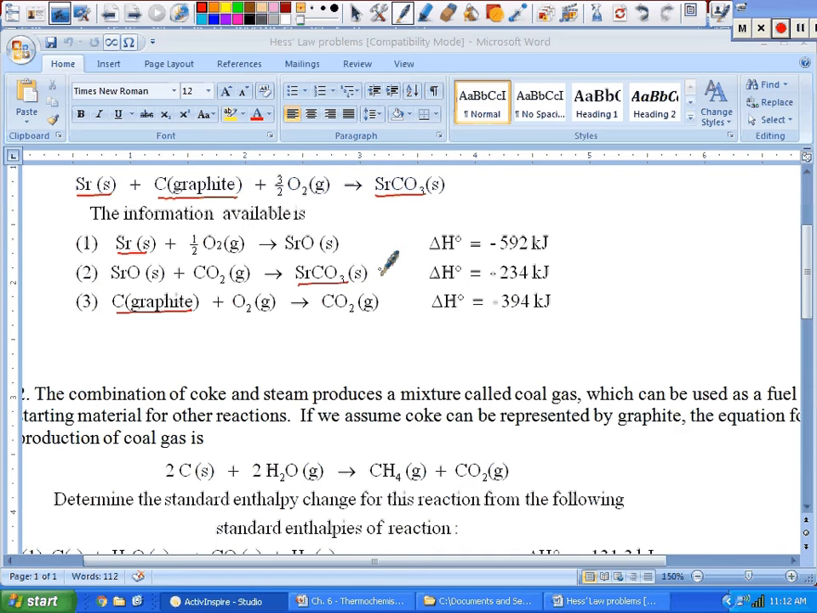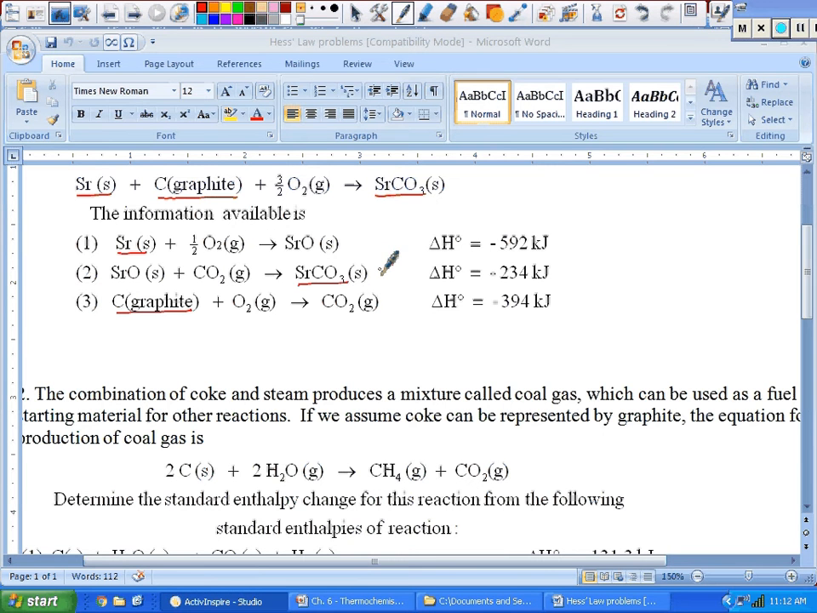Okay. Now the next thing we need to look at are the coefficients. Is there any coefficient in the goal for strontium? Nope, there's not one of the mechanisms, so no coefficients. Graphite, we're 1 and 1, we're good. Strontium carbonate, we're good, so we don't have any multiplication or division to do. The weird one is this thing. Okay, and we'll come back to that in just a second.